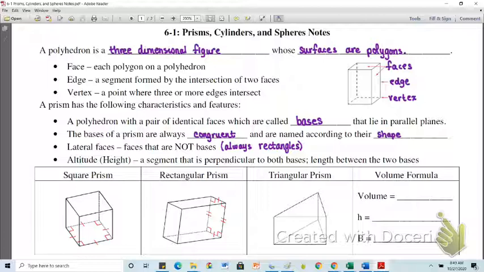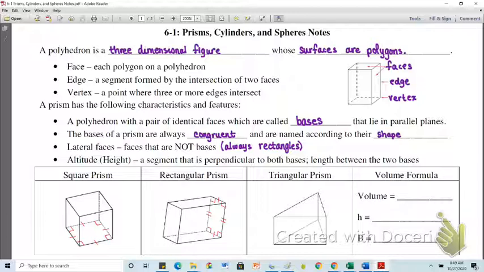A face is each polygon of a polyhedron. So, in other words, every side you see is a face. The edge is a segment formed by the intersection of two faces. And the vertex is a point where three or more edges intersect.